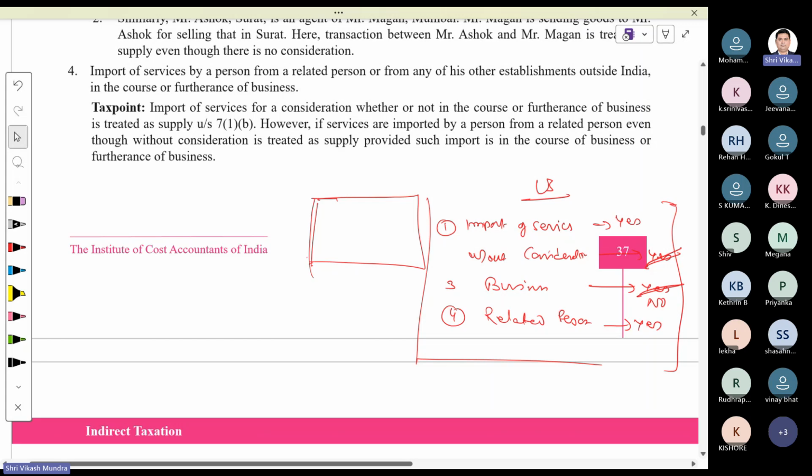In Schedule 1, there are 4 activities mentioned which are considered as deemed supply. Even though consideration is not there, still these 4 activities constitute supply and you are liable for GST. Done? Any question till now? Anyone have any question till now? Please raise.